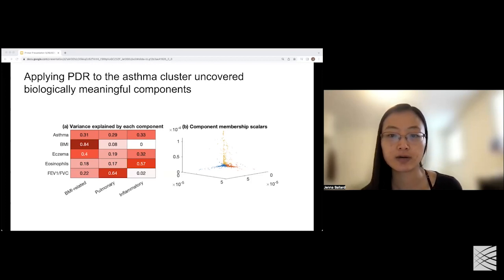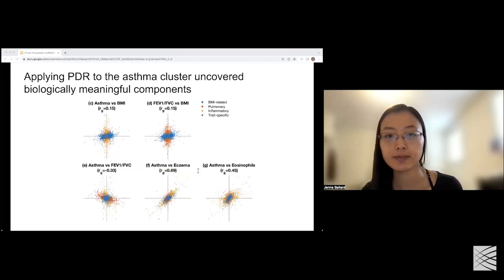Again, looking at the component scalars on the right, we can see that there was little overlap between the components. And here, scatter plots of SNP effects on pairs of traits in the asthma cluster are shown. So some things to note here: in panel E, we can see that the pulmonary SNPs that increase FEV1/FVC tend to decrease the risk of asthma, as indicated by the negative slope of the orange points. This indicates that high pulmonary function might be protective against asthma.